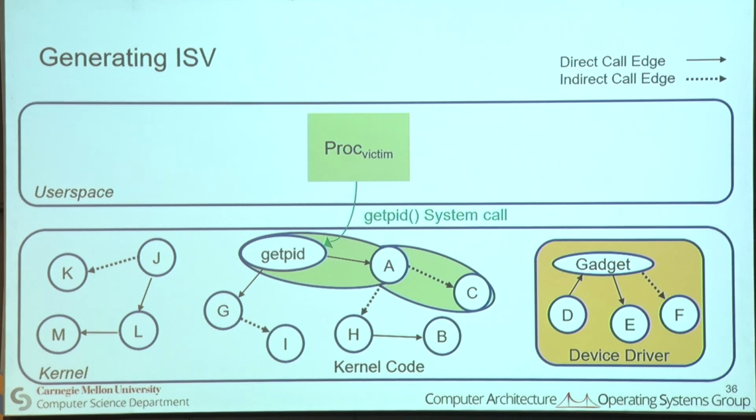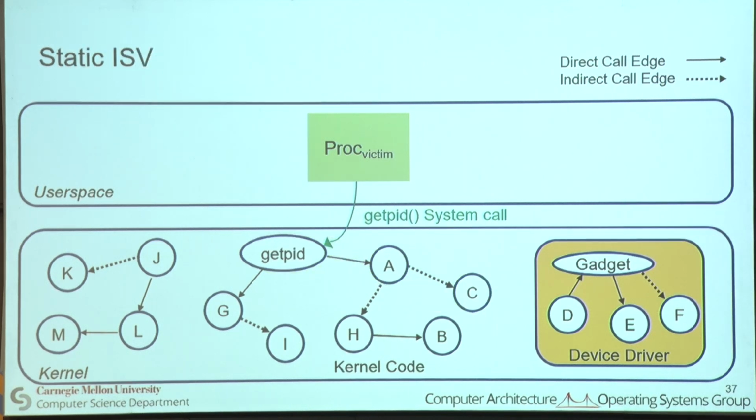In order to restrict to such a set of kernel functions, we propose two approaches, static and dynamic. First is static. We generate a call graph of getPID and only include the direct call edges as our ISV. This is then extended to every system call the application might possibly execute. We do not track indirect call edges in our static analysis because that will lead to the entire kernel being legal targets, thus making ISVs useless. One drawback of not including indirect edges is that some frequently used functions that are only reachable by an indirect edge may not be included in the ISV, which could result in a performance overhead.